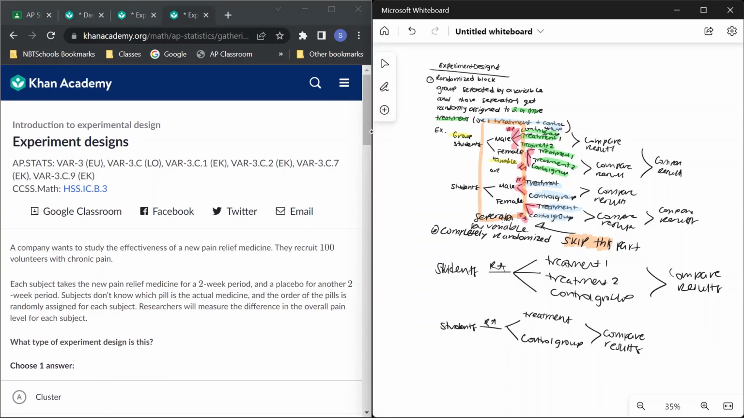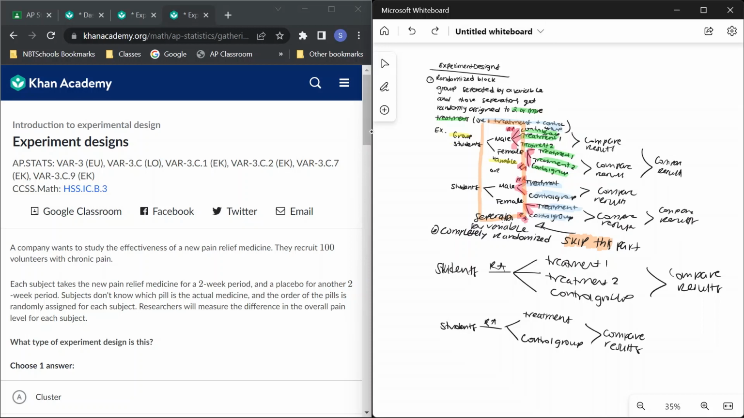So we're doing experiment designs. I went over randomized block. Actually, let's start with completely randomized. Completely randomized is basically you have a group and you randomly assign them to 2 or more different treatments plus a control group, and then you compare the results. Or you could just have a group, randomly assign them to 1 treatment, and then have a control group and then compare results.